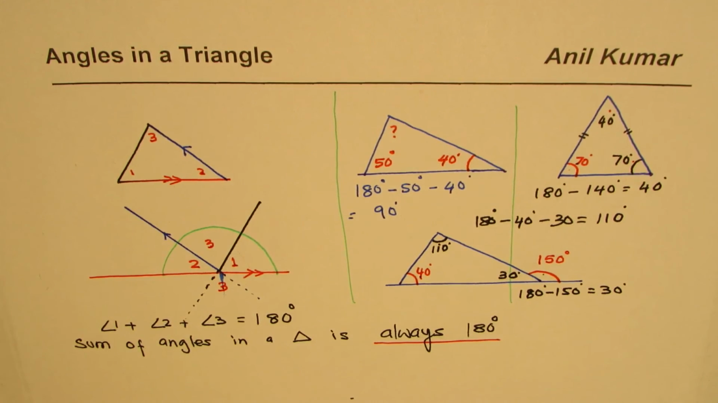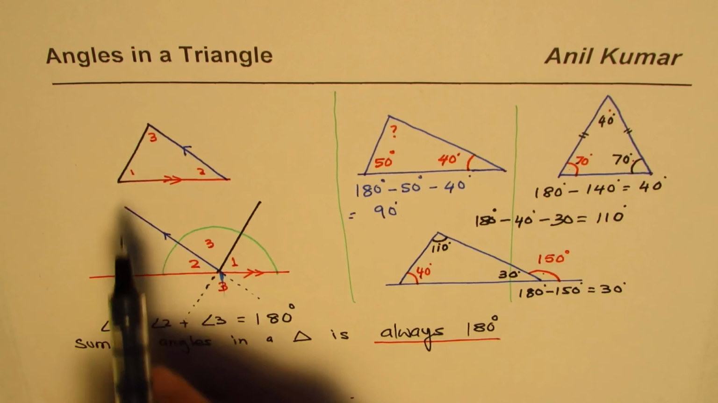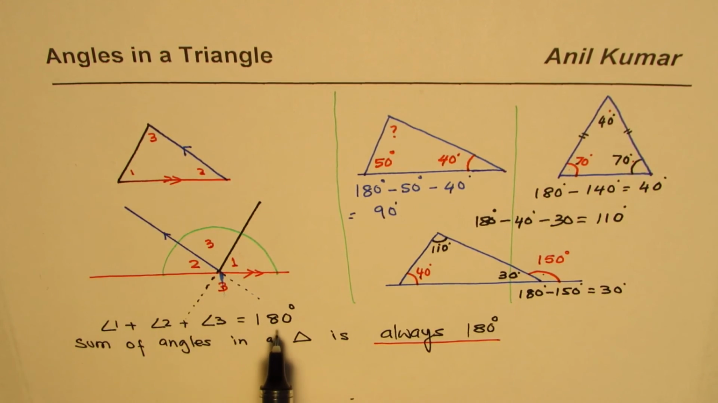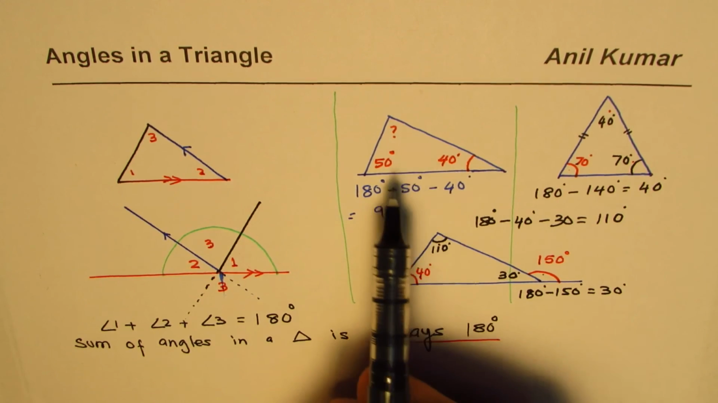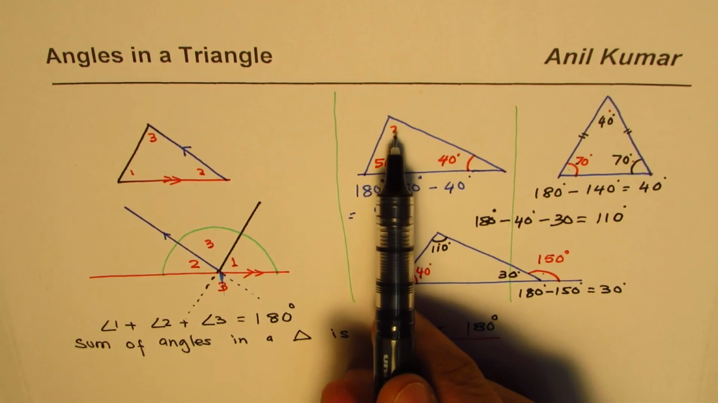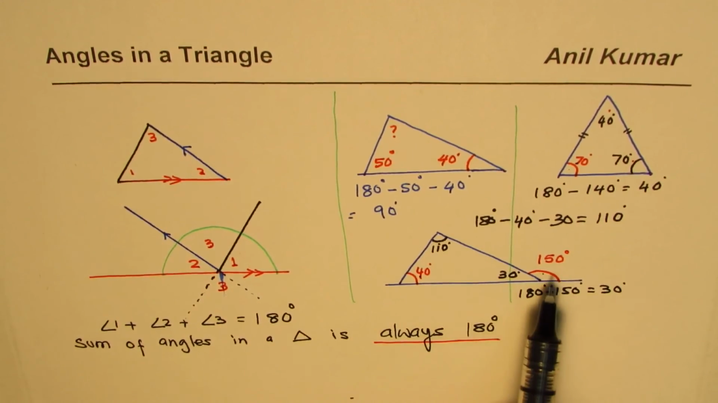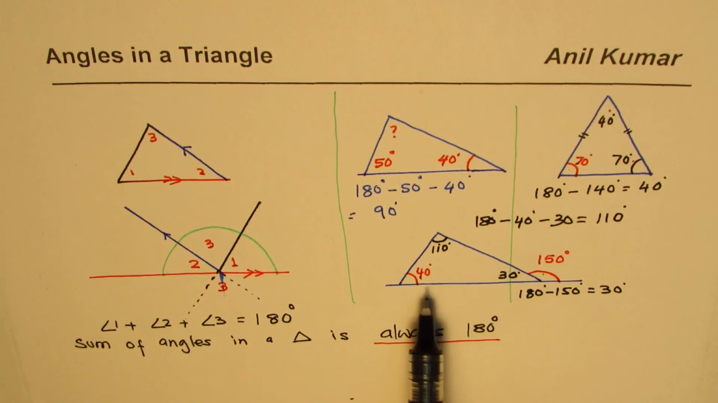Now here in this video, let me summarize what we learned. We learned that the sum of angles in a triangle is always 180 degrees. If we are given any two angles, we can find the third angle. If we are given an external angle and an angle inside, we can also solve the triangle to find all other angles. I'd like you to go through this video and understand these concepts.